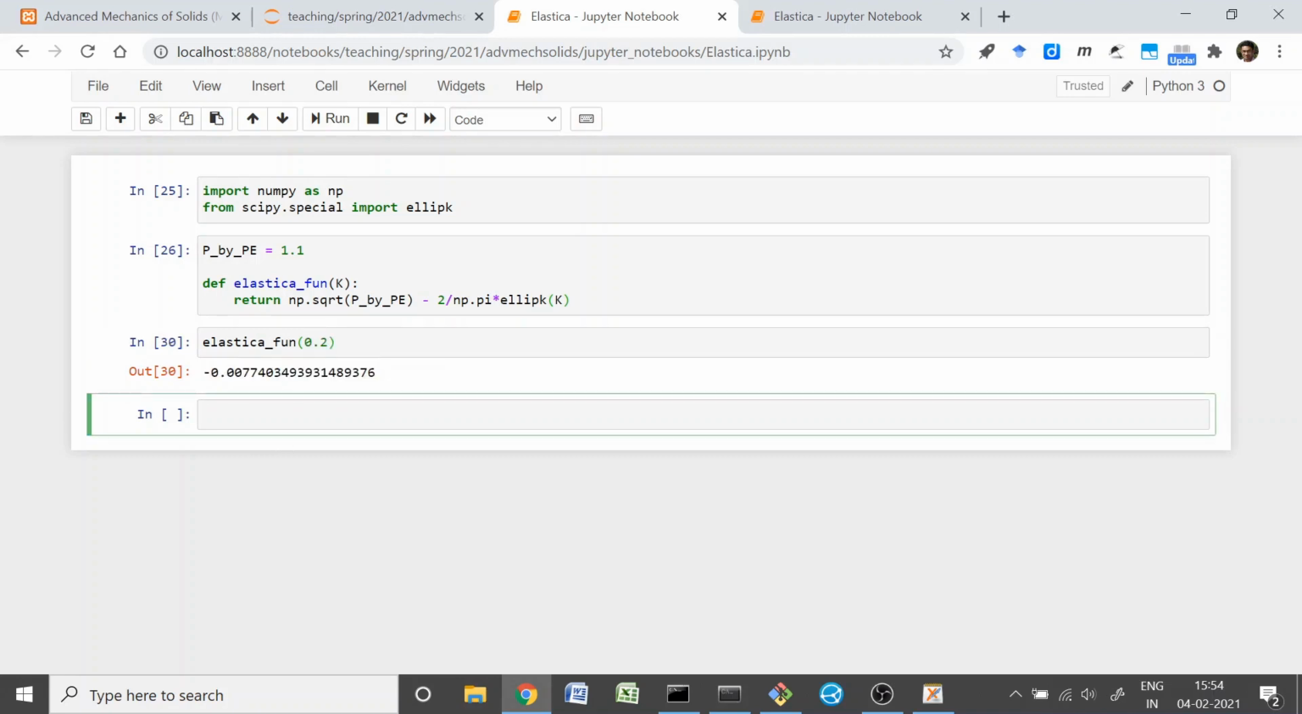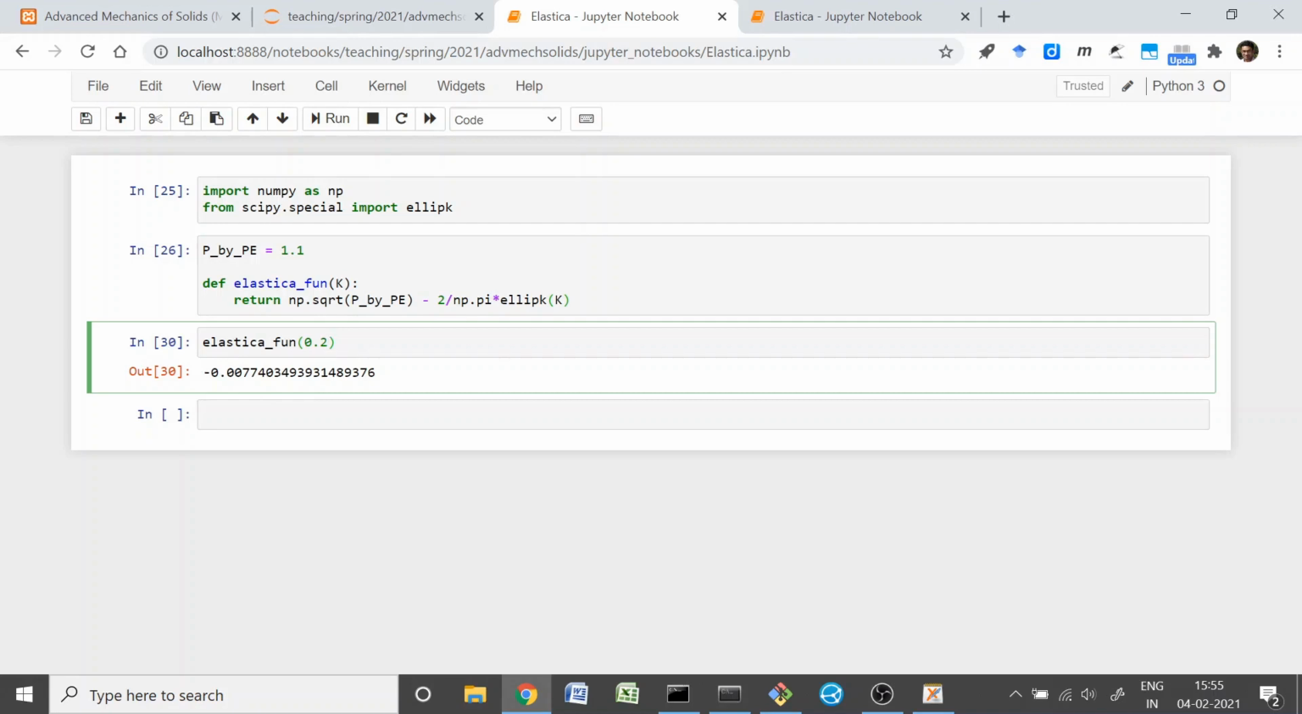Now all that is fine, but how does setting this up help us in actually implementing the process of finding out the unknown value of k? These are just test values that I was taking, 0.2, 0.5, whatever. But we have to find out the value. Our job basically reduces to this: we are going to input different values at this place, for this Elastica fun input parameter, such that this Elastica fun turns out to be 0. So this value that we are getting should be as close to 0 as possible.